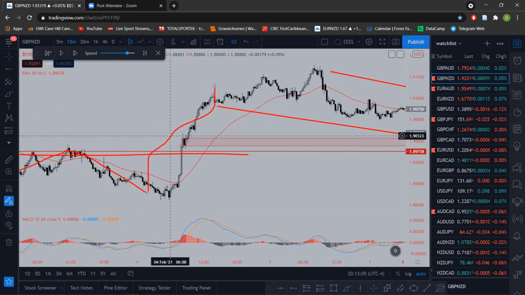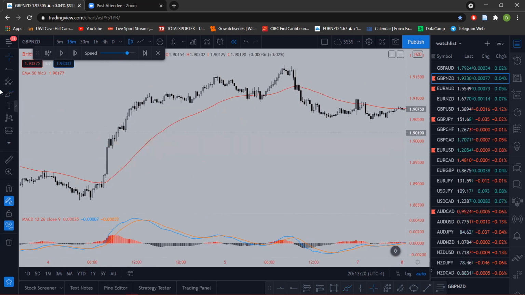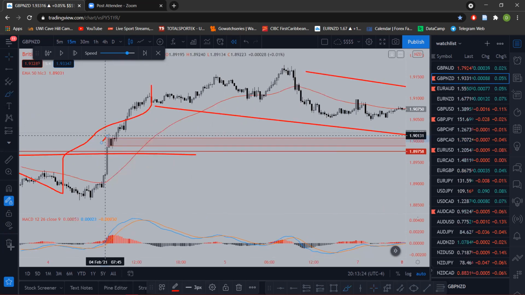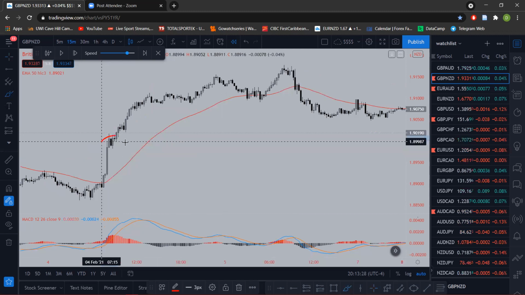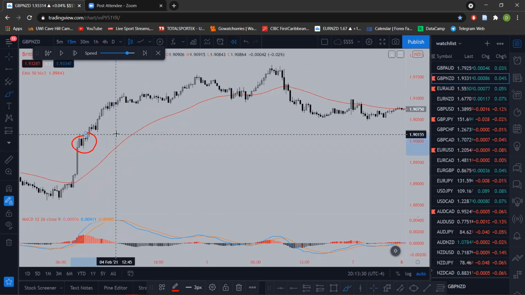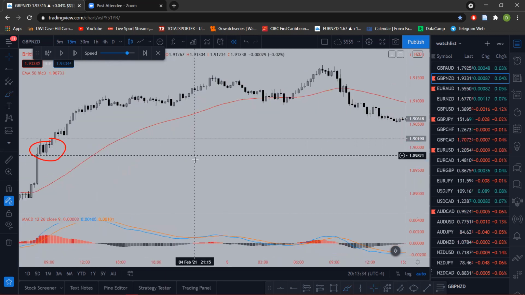This is our engulfing candle here, and we also have one here. We have two in this zone. See what I mean? The two engulfing candles here. I'm even going to circle that for you. You see them?